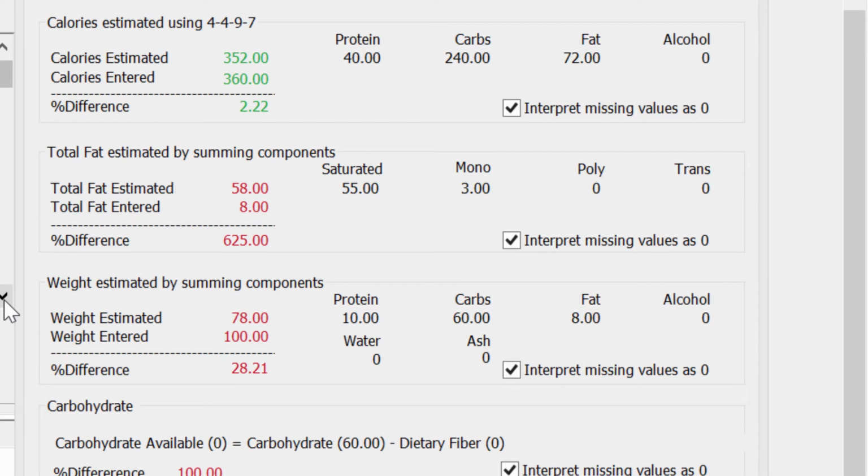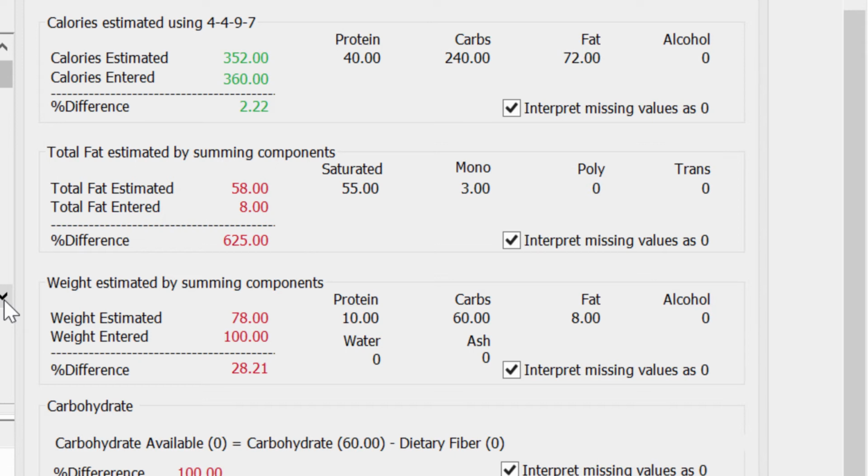The total amount entered was 8 grams, but the estimate based on the components of saturated, mono, poly, and trans fats says it should be 58 grams. Clearly, this can't be correct. There's a 600% difference here. It's up to you at this point to find out where the error is. Is it the saturated fat or the total fat?